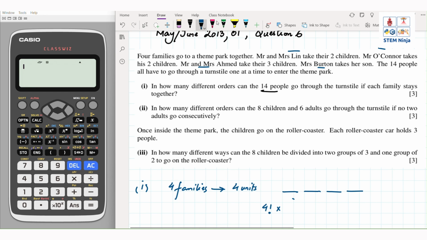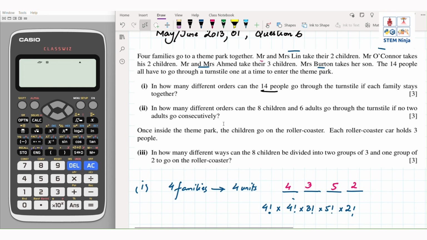Now, using how many different people they have in each family, Mr. and Mrs. Lynn plus their two children, we have four. Mr. O'Connor takes his two children, so that means we have three. Mr. and Mrs. Hammad take their three children, so we have five. Mrs. Burton takes her son, so two people. So all of these can have different arrangements. So 4 factorial times 3 factorial times 5 factorial times 2 factorial.